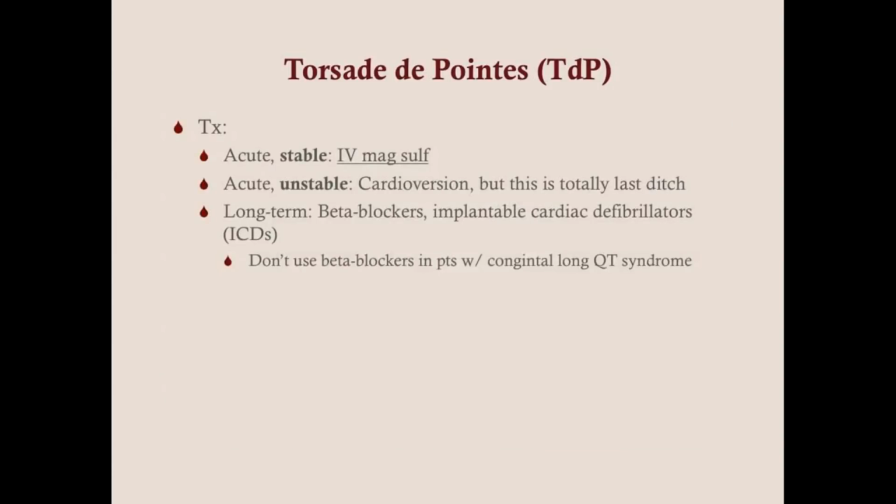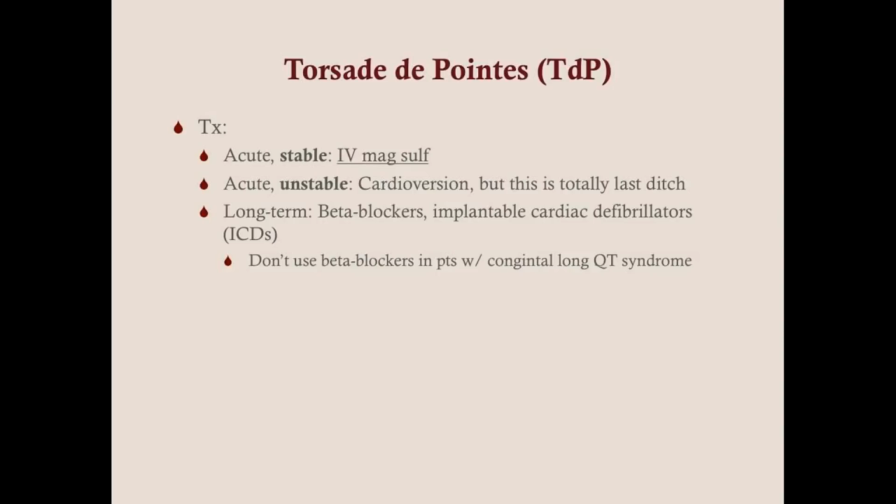So if they're stable, again, I should add, if they're stable, we're going to give them IV magnesium. If they're unstable, we're going to cardiovert them. That's basically the rule of thumb. If any patient is unstable with an EKG tachycardia, we're going to cardiovert them. So stable, IV magnesium, and that's just because magnesium works at getting patients out of this specific kind of V-tach. But if they're unstable, we'll cardiovert them. Again, this is last ditch.